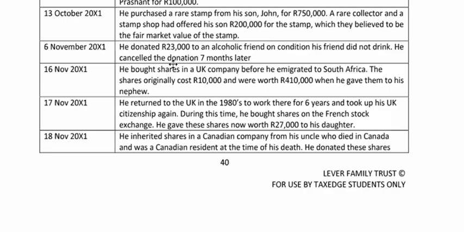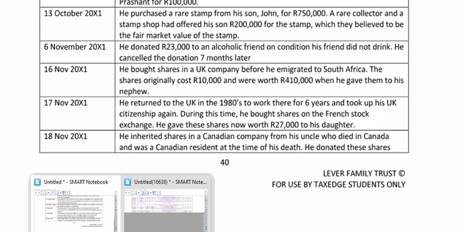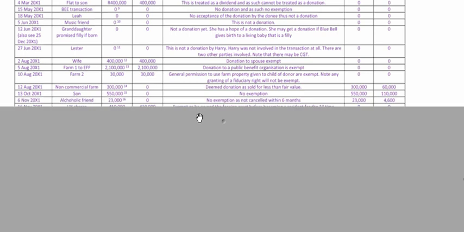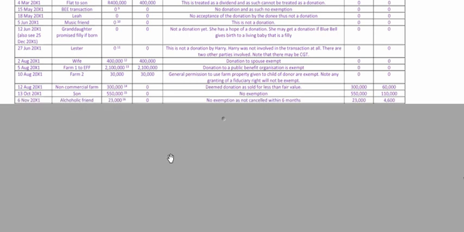Carrying on. He donated 23,000 to an alcoholic friend on condition his friend did not drink. He cancelled the donation 7 months later. This is a donation. How much is it for? It's going to be for 23,000. If we cancel within 6 months, it's exempt. However, this was cancelled 7 months down the line, so there's no exemption there.